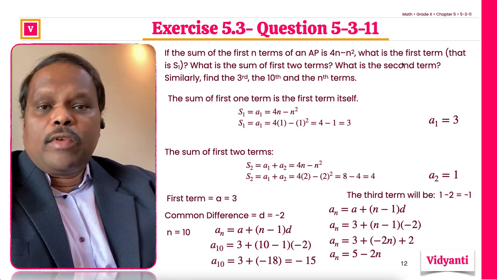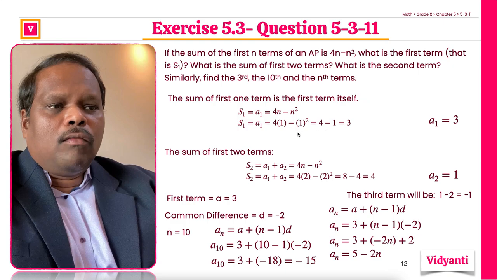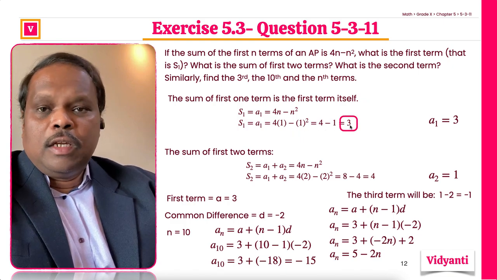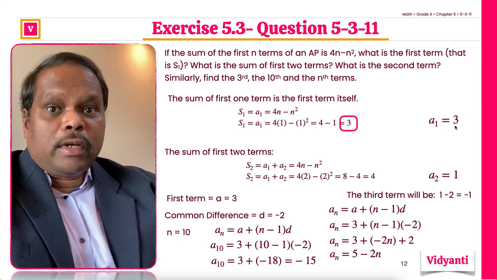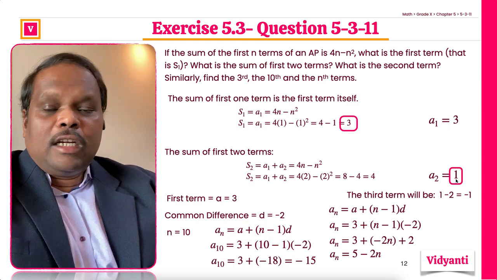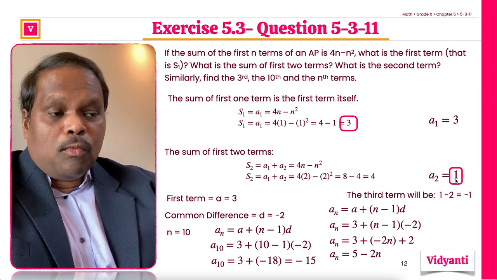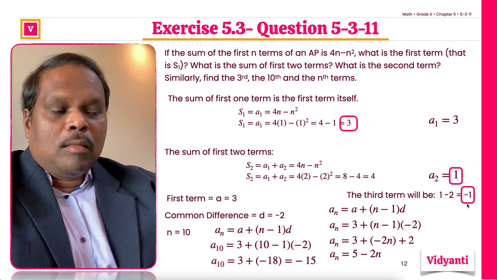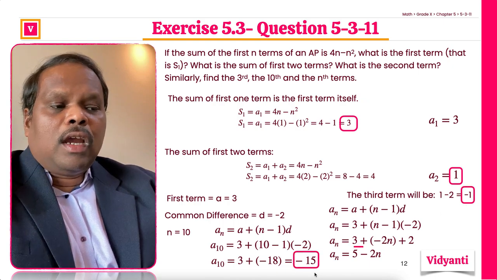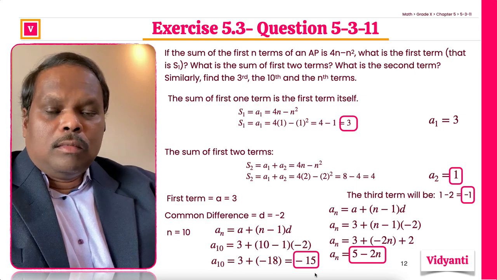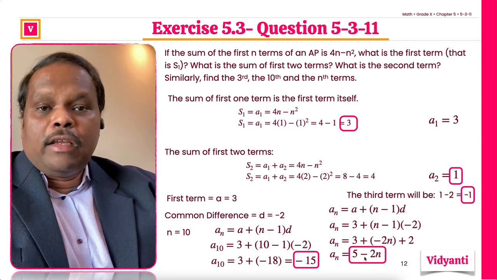So let's see whether we have answered all the questions. The first term S1 is 3. Because of that, the first term of the arithmetic progression is also 3. The second term of that arithmetic progression came out to be 1. The third term came out to be negative 1. The 10th term was negative 15. And the general expression for the nth term was 5 minus 2n.